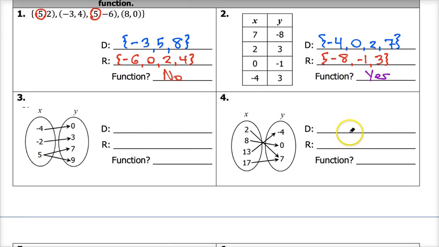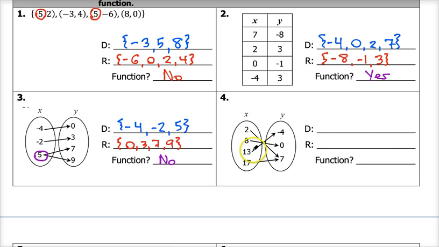Number 3, this is what a mapping looks like. Our domain values, again, are in the x circle, so that's -4, -2, and 5. The range values are 0, 3, 7, and 9. This relation is not a function. You can see we have 2 arrows coming from this domain value of 5. 5 is mapping to 7 as well as 9, and so that means this is not a function. That's just like having repeating 5s up here in example 1.